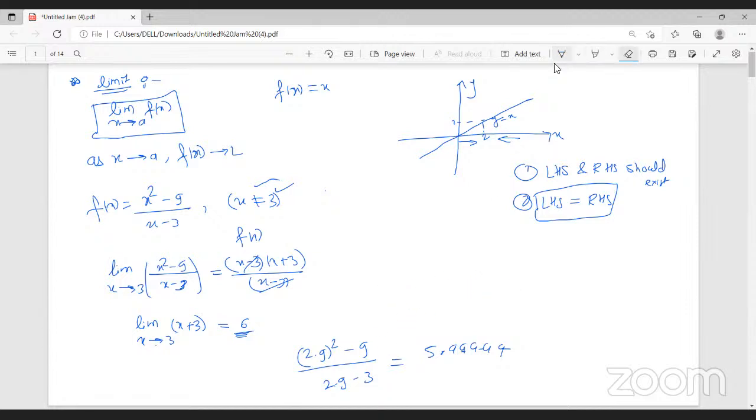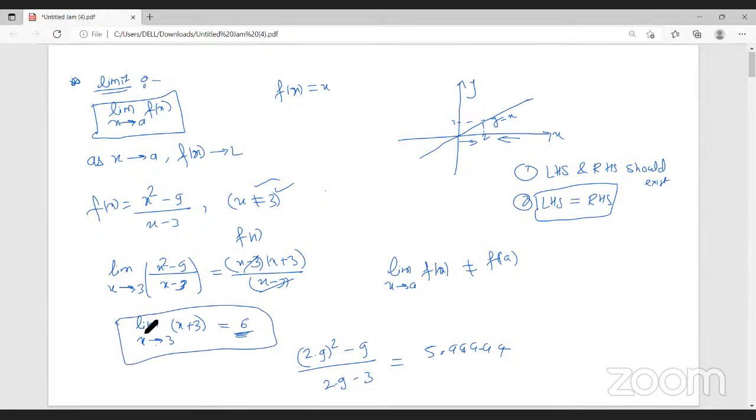And remember one thing, limit x tends to a of f of x is not equal to f of a, not every time. Here you can see, if I put x equals 3, it is not defined. But when I calculate the limit, it is giving 6, right?